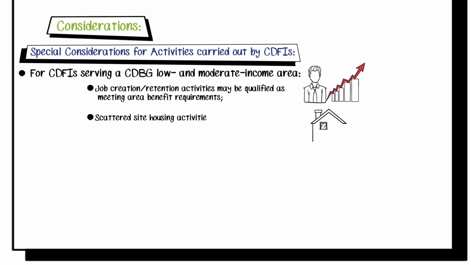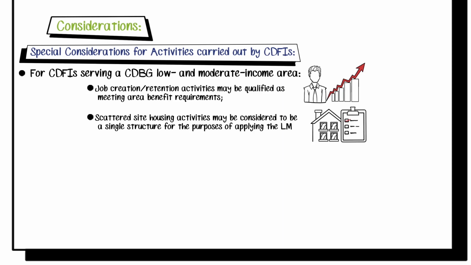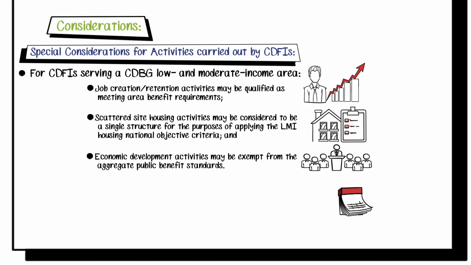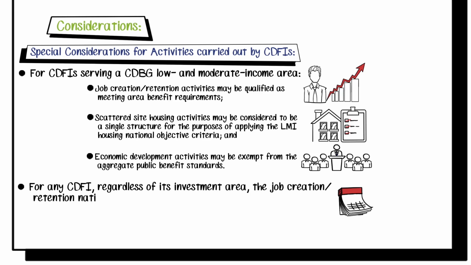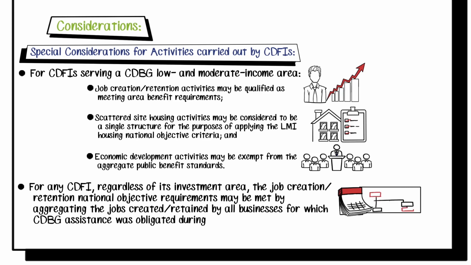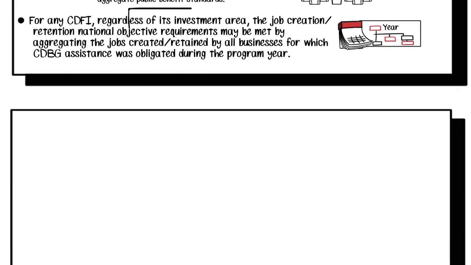Scattered site housing activities may be considered to be a single structure for the purposes of applying the LMI Housing National Objective Criteria, and economic development activities may be exempt from the aggregate public benefit standards. Second, for any CDFI, regardless of its investment area, the job creation or retention national objective requirements may be met by aggregating the jobs created or retained by all businesses for which CDBG assistance was obligated during the program year.